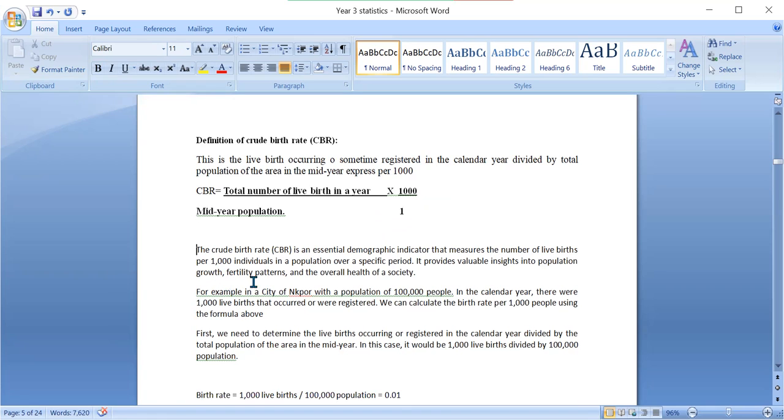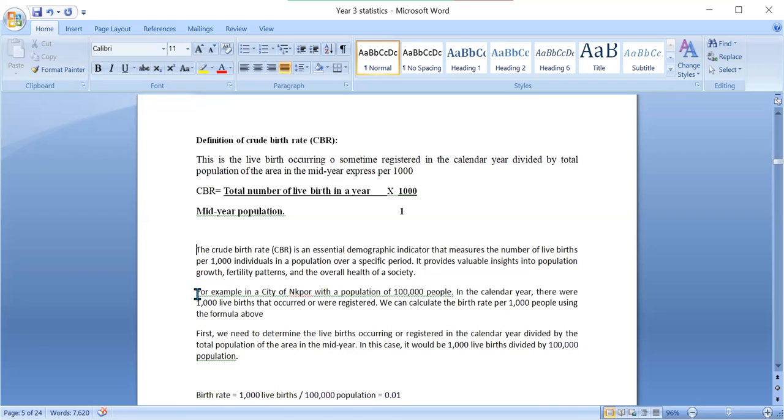The crude birth rate is an essential demographic indicator that measures the number of live births per 1,000 individuals in a population over a specific period. It provides valuable insights into the population growth, fertility pattern, and overall health of a society.